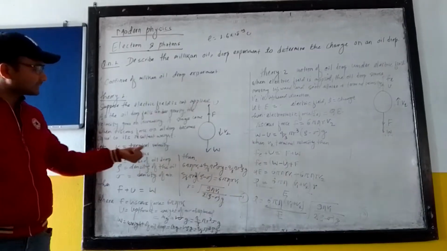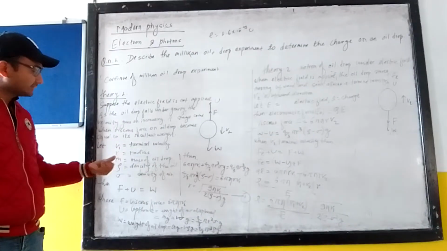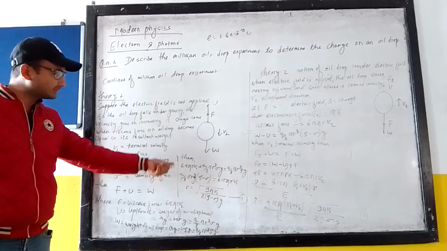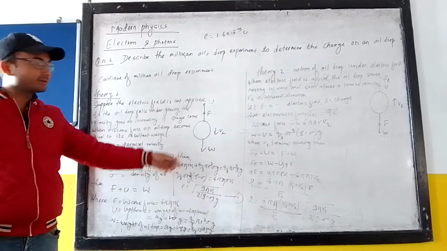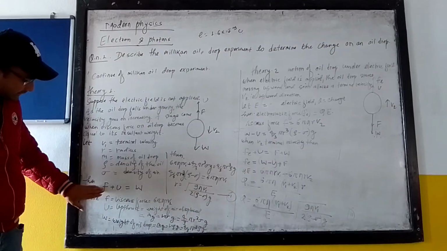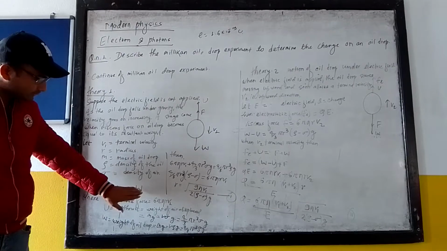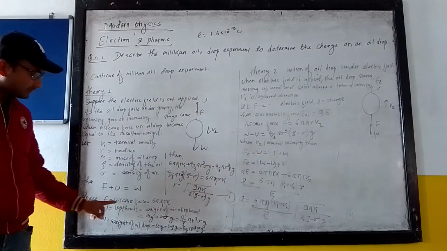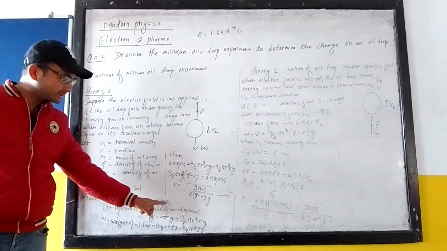Let us assume V1 is the terminal velocity, r is the radius of this oil drop, m is the mass of this oil drop, rho is the density of this oil drop, and sigma is the density of air. And then we apply this formula, F plus U equal to W, which is the weight, where F is the viscous force, whose formula is 6 pi eta r V1.